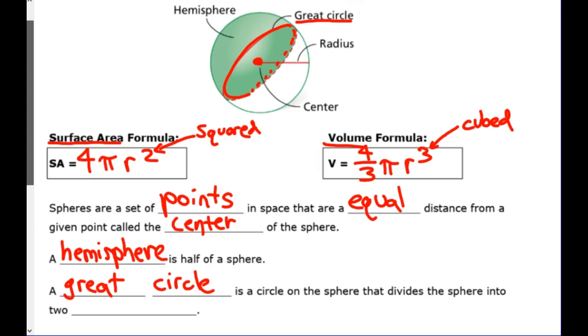And it says there's a circle in the sphere that divides the sphere into 2. You could put halves, but we're going to put hemispheres. That's what the halves are called. Hemispheres. Okay, and that's kind of the end of the note, so we're going to apply this on the bottom on example 1. So make sure you got this down.